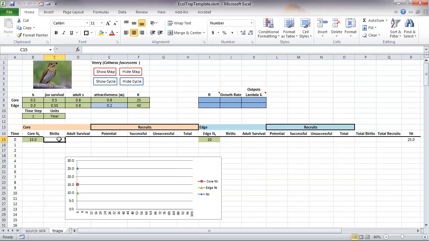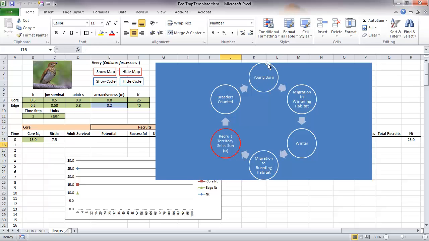So let's do that. How many births should appear in the core habitat? Right, that's going to be the number of breeders in the core habitat times the per capita birth rate for the core habitat. And we'll anchor that cell, and we'll do the same thing for the edge. The number of births that come from the edge habitat are the number of breeders in the edge habitat times their per capita birth rate. That's where we are. The young have been born.